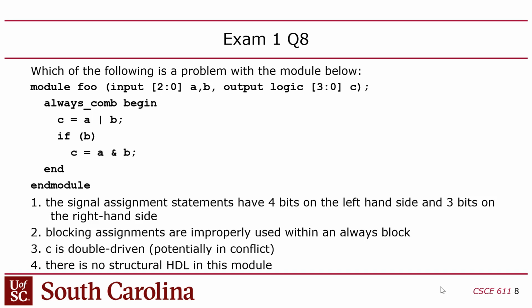C is double driven, so I don't think that's true. There's no structural HDL, that's okay. Blocking assignments are improperly used. No, it's fine. I mean, for combinational logic, you're supposed to use blocking, right?